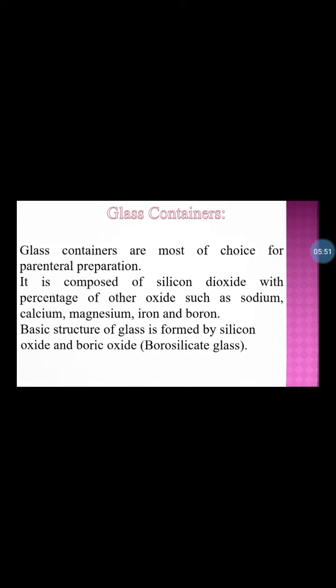Let's see the glass containers. Glass containers are the most preferred choice for parenteral preparations. It is composed of silicon dioxide with percentages of other oxides such as sodium, calcium, magnesium, iron and boron. The basic structure of glass is formed by silicon oxide and boric oxide.